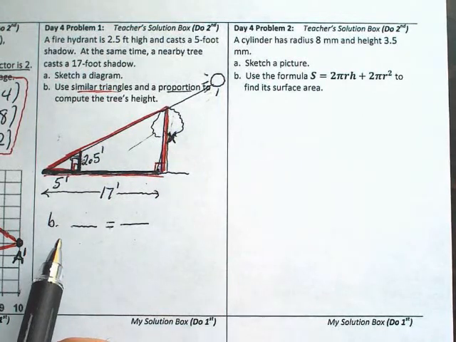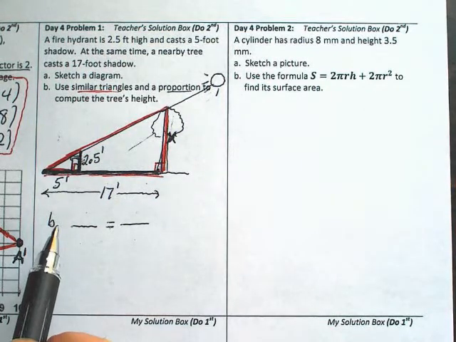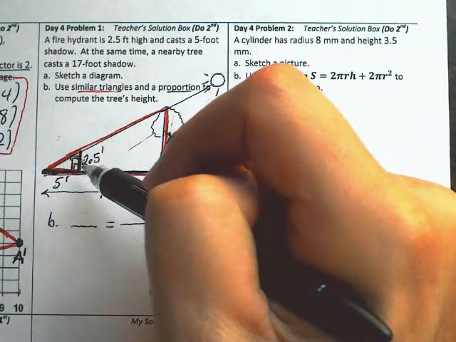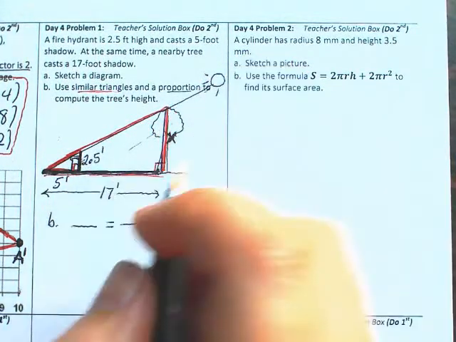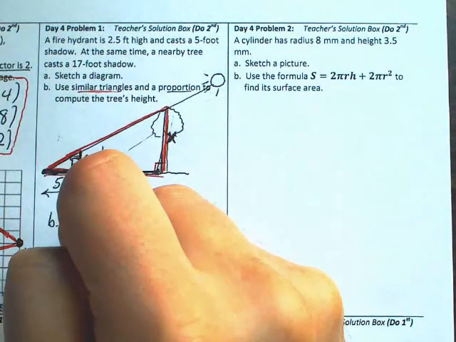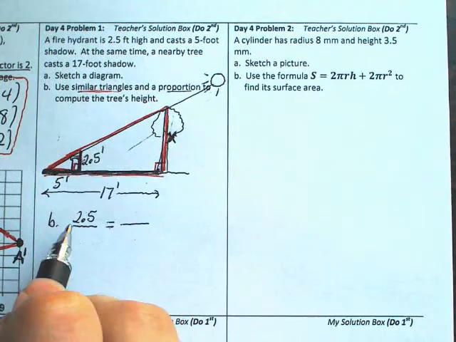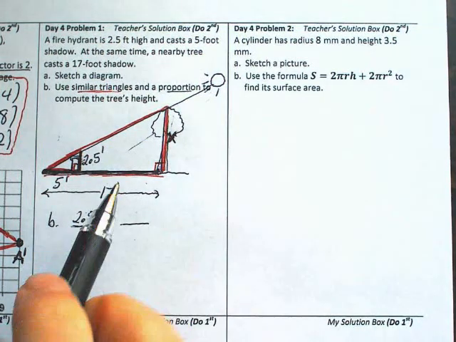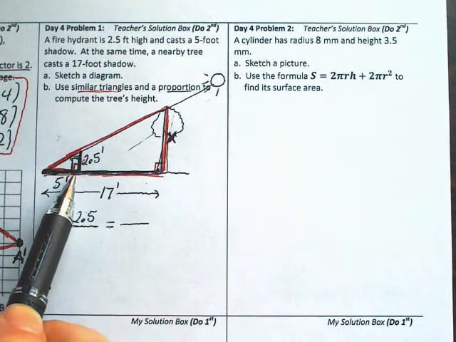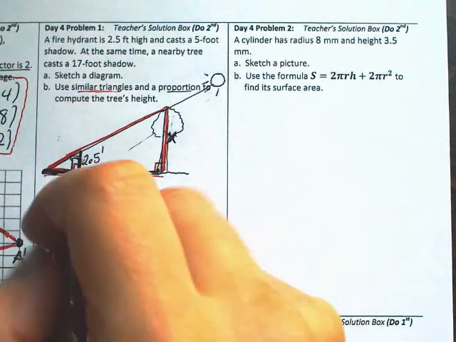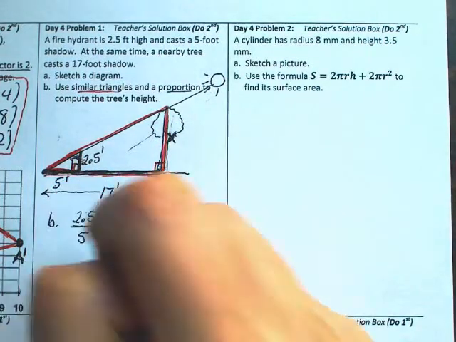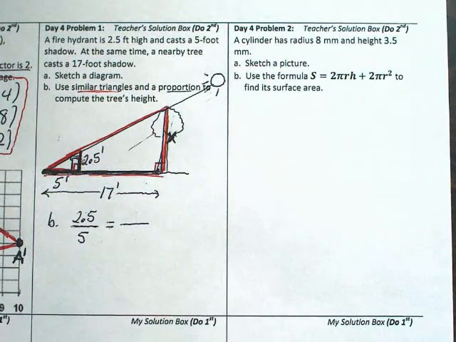Now let's look at our information regarding the fire hydrant and its shadow. We know that the fire hydrant is 2.5 feet tall. I can use that as the numerator of my first fraction and compare that to its shadow, which is 5 feet long. I'm going to use the 5 as the denominator of that fraction.